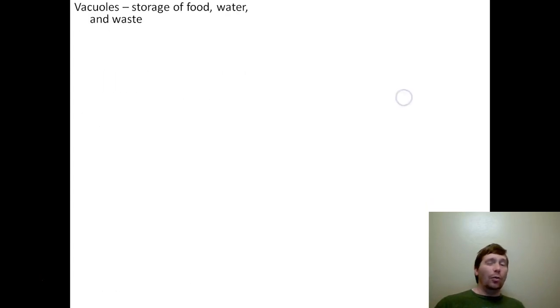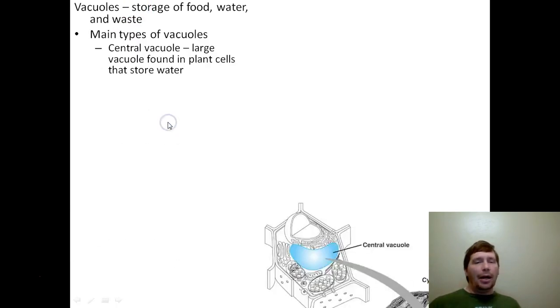The next organelle we need to talk about is involved in storage, and that would be the vacuole. The vacuole is a part of the cell that stores food, water, and waste for the cell. It gets its name because vacuoles were first discovered in plant cells, and the people saw that water was getting sucked into the vacuole, so that's where the term comes from. It kind of sounds like vacuum. Now, there are a few main types of vacuoles, okay?